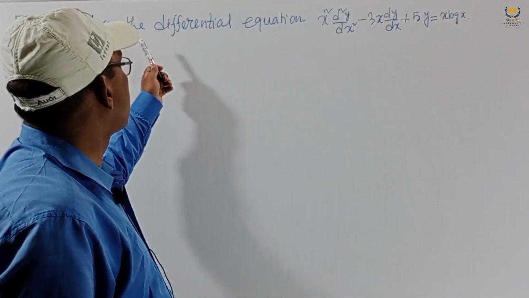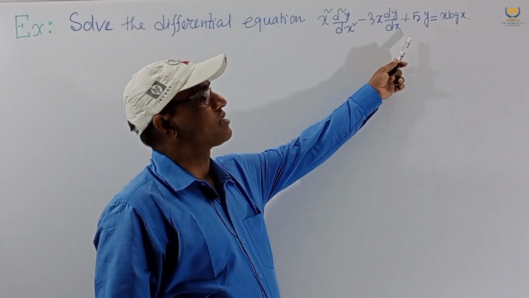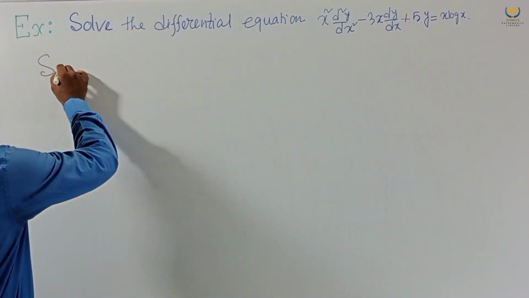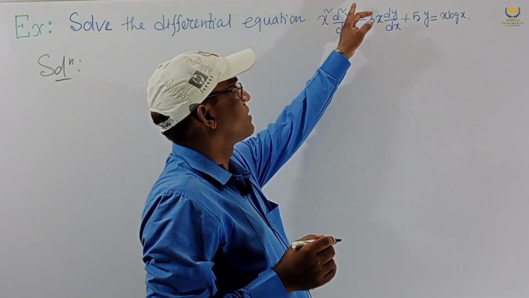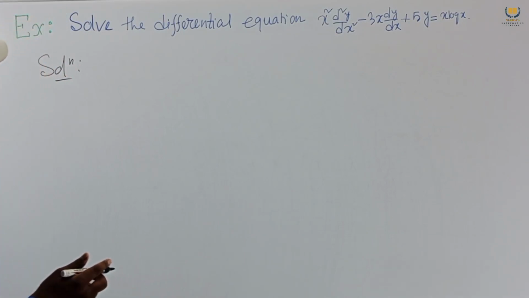Another problem: solve the differential equation x² d²y/dx² minus 3x dy/dx plus 5y equal to x log x. Now this is also obviously a homogeneous differential equation, because this is x squared with order 2, this is x with order 1. So obviously this is homogeneous.